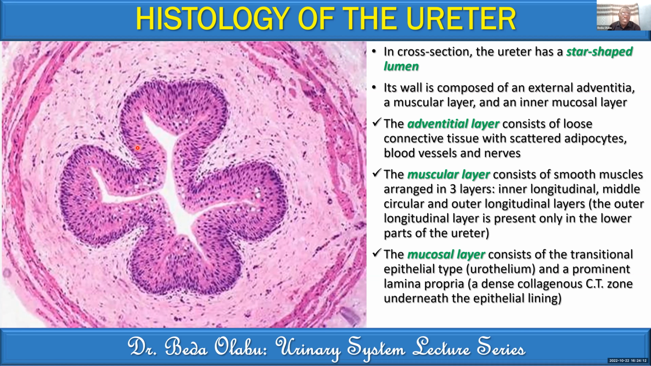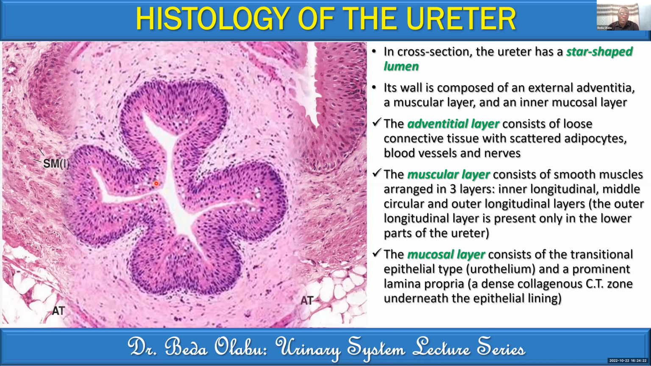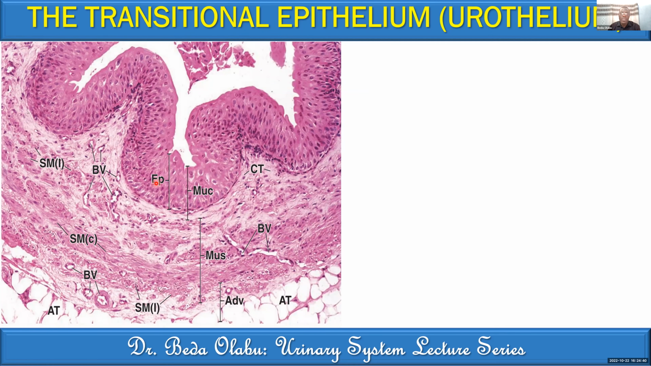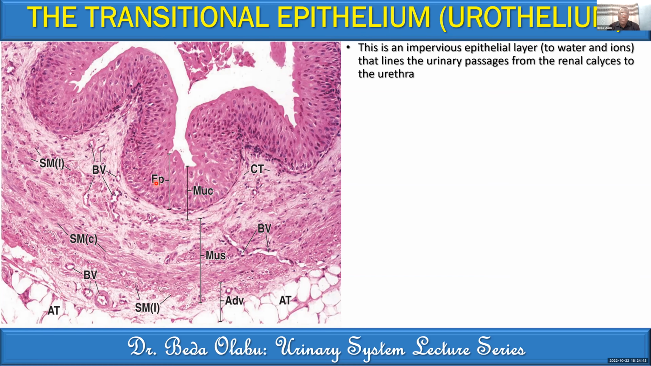Now, the epithelium itself of the ureter is made up of what we call transitional epithelium, otherwise known as urothelium. Urothelium is very unique to the urinary passageways. It is present from the calyceal system all the way to the urinary bladder. Let's talk more about the transitional epithelium. So it's a unique epithelium that lines the urinary passageways, and that is why it's called urothelium.